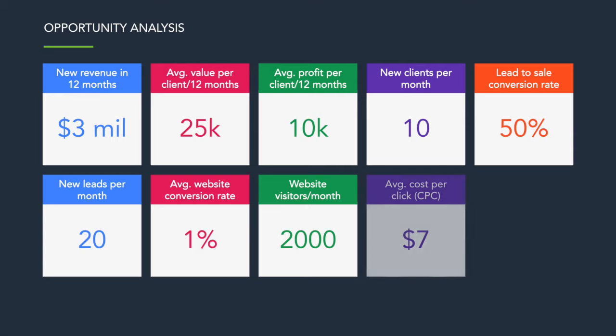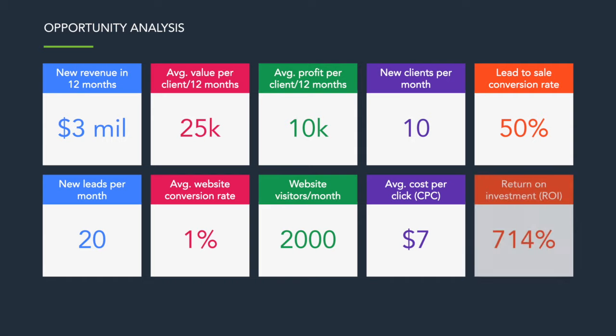Let's run the example of if we were to do this through paid advertising. Let's say that the average cost per click to get those 2,000 visitors to my website is $7. I believe that's going to produce around about a $14,000 advertising budget per month. However, if we're going to achieve $100,000 in profit, that's $10,000 in profit across 10 clients per month. So we're achieving $100,000 in business profit for an investment of $14,000 in ad spend. That's giving me a 714% return on investment. Not bad at all, right?